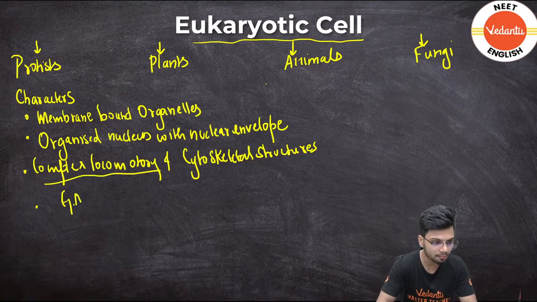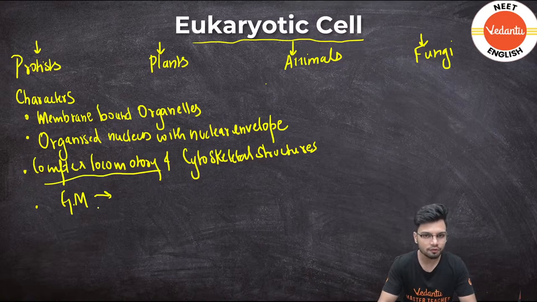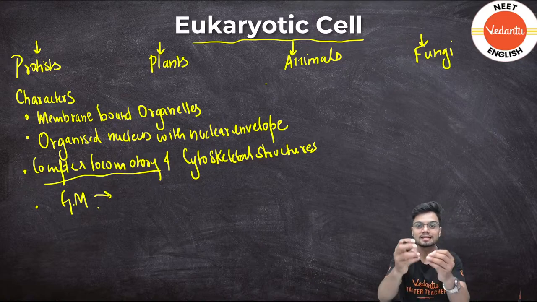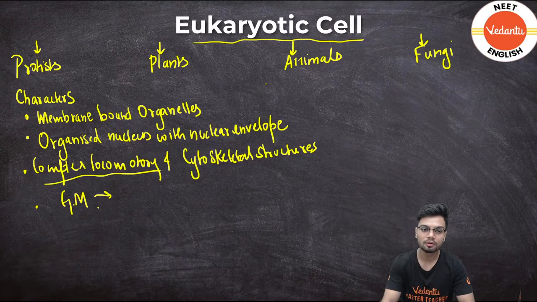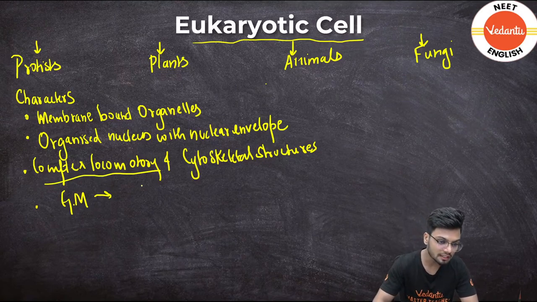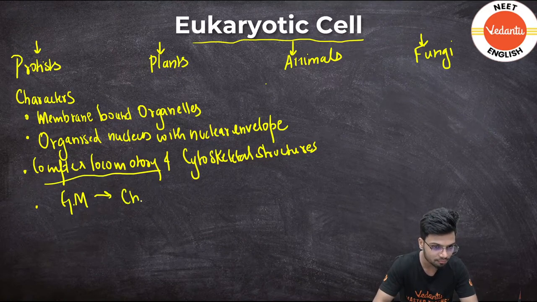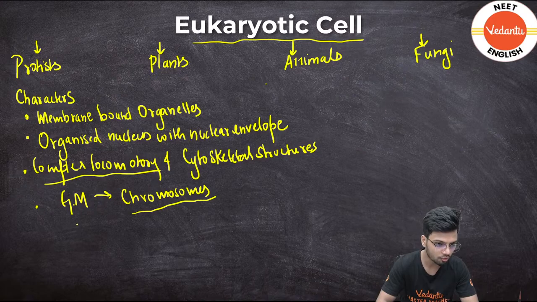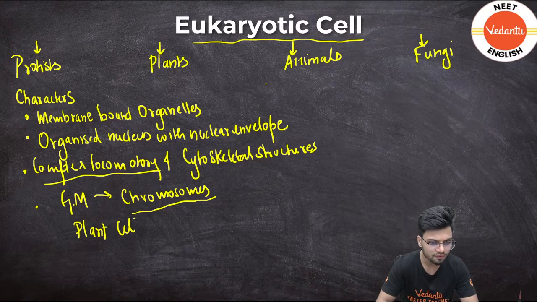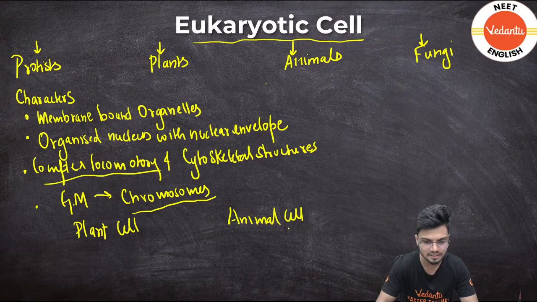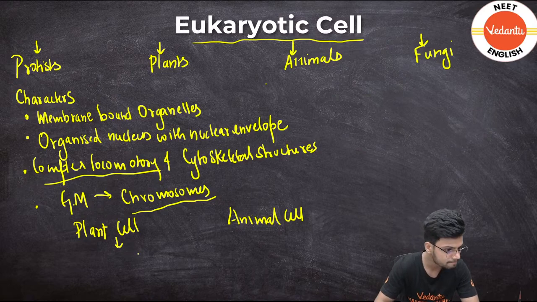What about the genetic material here? Is the genetic material free floating, scattered around here? No. In the case of eukaryotes, the genetic material is actually present in the form of chromosomes. Now, let me tell you the brief, basic difference between your plant cell and your animal cell.